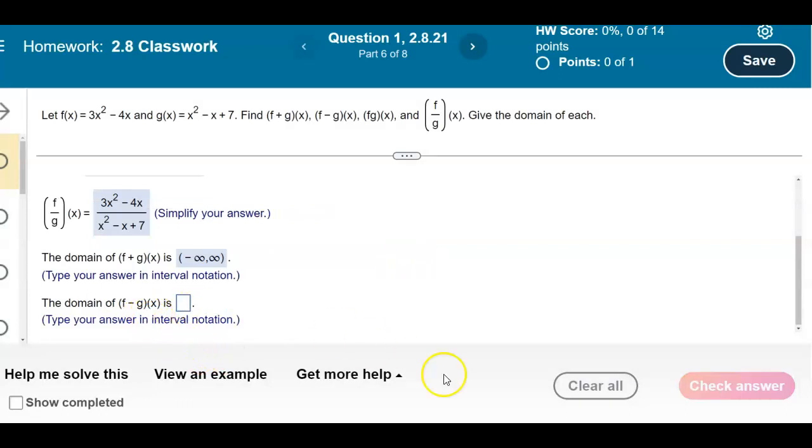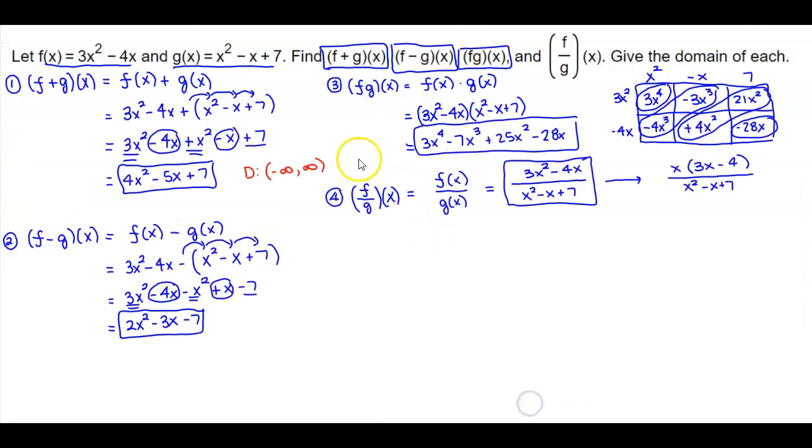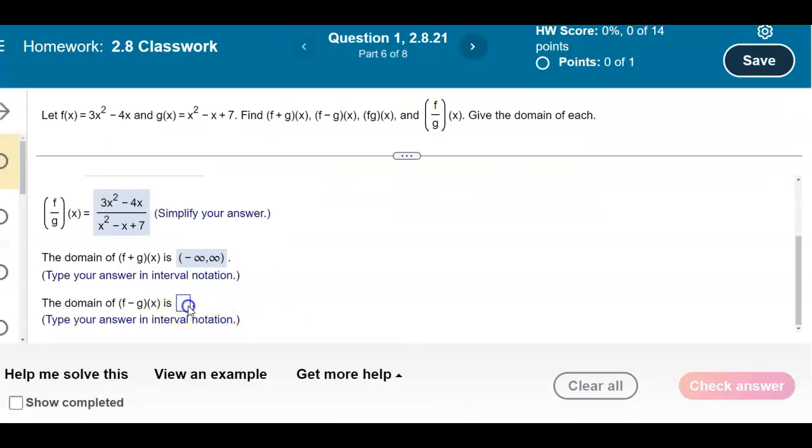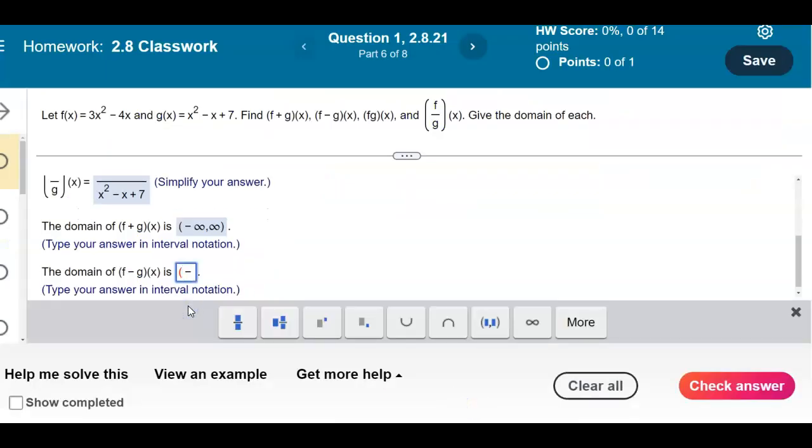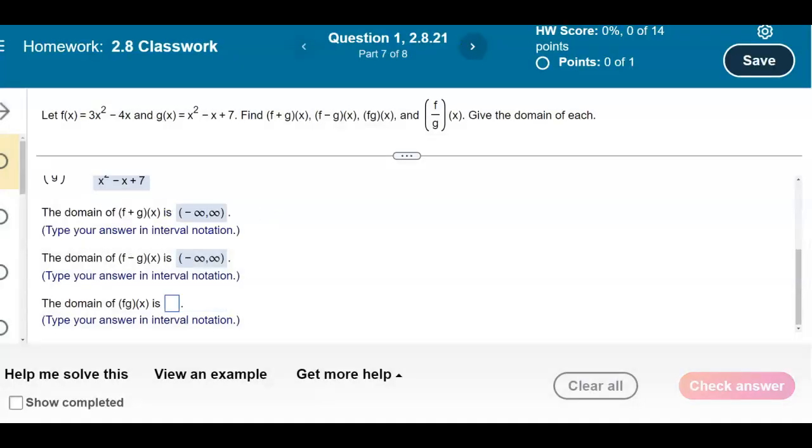Now what about f minus g of x? Well, if you take a look at f minus g of x, it's the same thing. We have any value we can plug in for x, and there's going to be no restrictions. So it's going to be the same thing. So we're going to take, again, parentheses, negative infinity, comma, infinity. Check our answer, and there is our result.